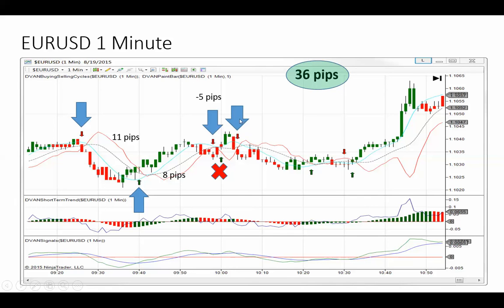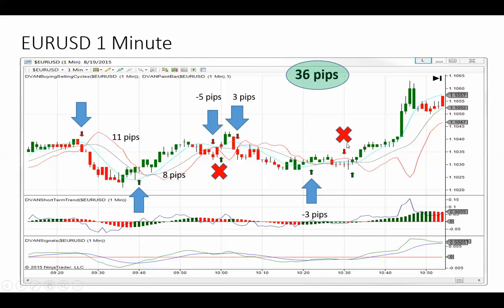Now we get another re-entry to the short side, and this ends up meeting all of our criteria and being a 3-pip trade. This is a long basing process. It meets all of our criteria though, and is a slight loser, -3 pips.